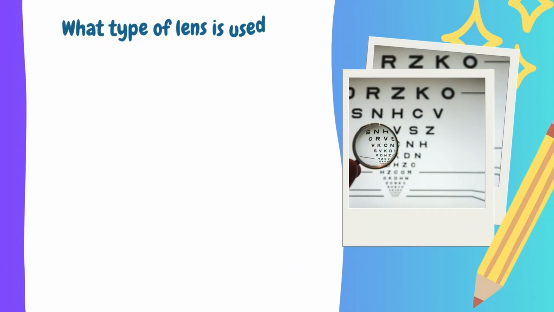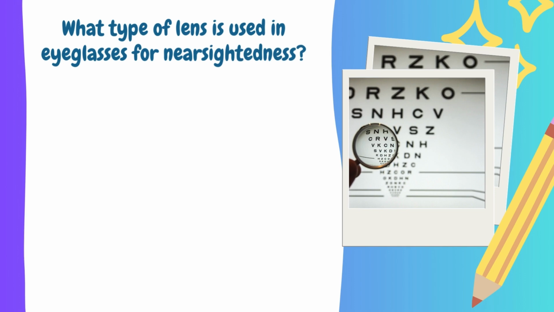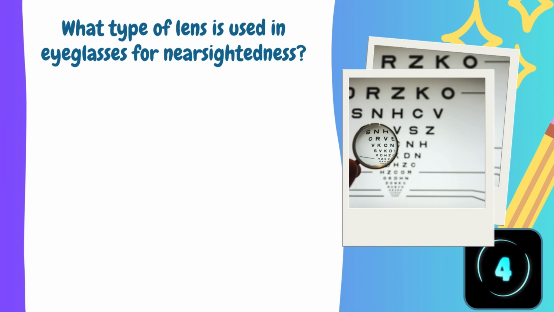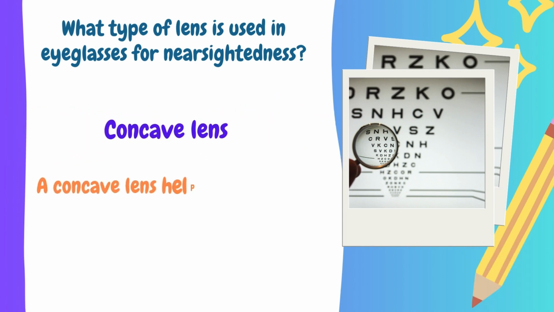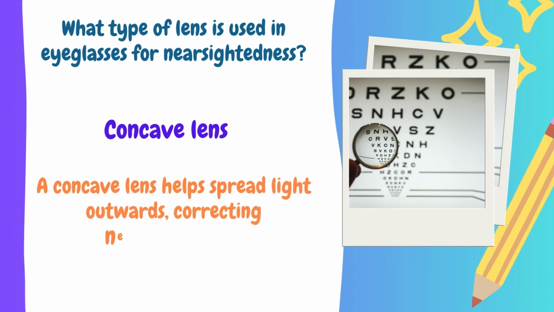What type of lens is used in eyeglasses for nearsightedness? These lenses help you see clearly. The answer is concave lens. It spreads light, helping nearsighted people see distant objects.